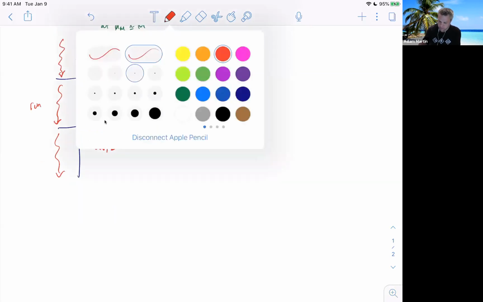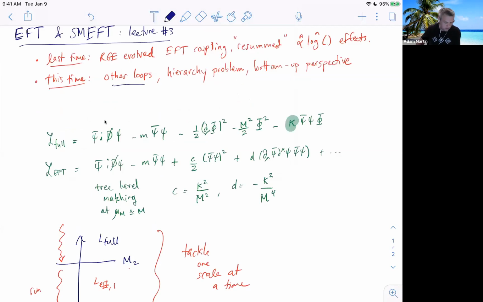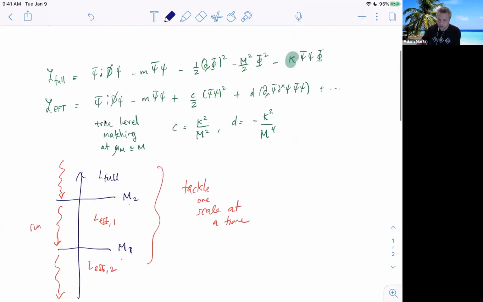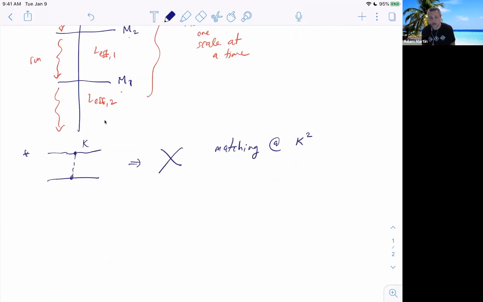Right up here, there are other loops. Specifically, we match these theories at tree level. We may remember way back in lecture number 1 that we said, here's our full theory, and we somehow equated that to that vertex. And this coupling here was our kappa. So this matching involved kappa squared. We can improve this. The whole idea of EFTs is that they're systematically improvable.